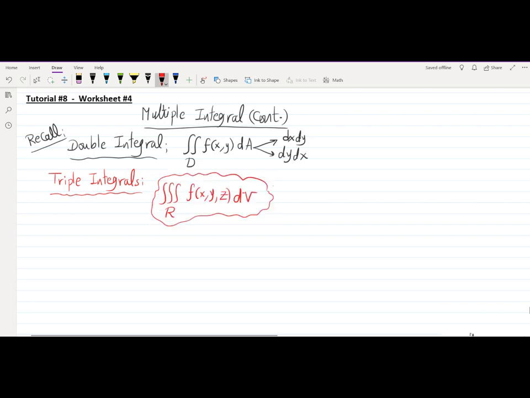And if you remember, the double integral has the meaning of volume. If you want to find the volume, you can use this formula. But the triple integral has no physical meaning.